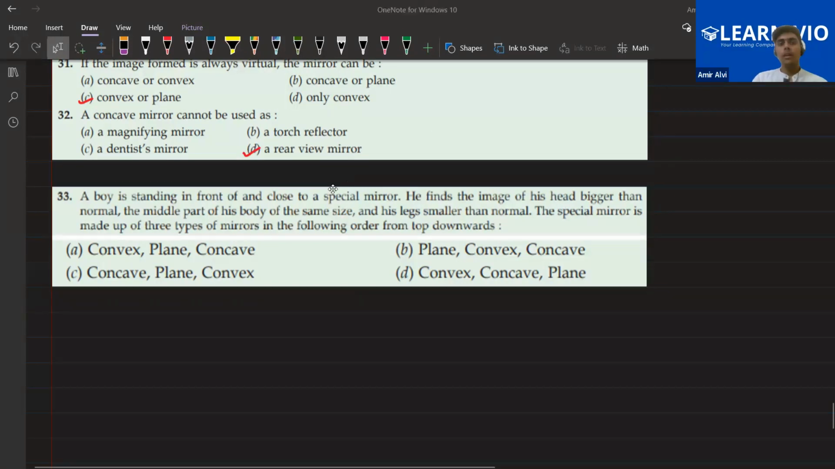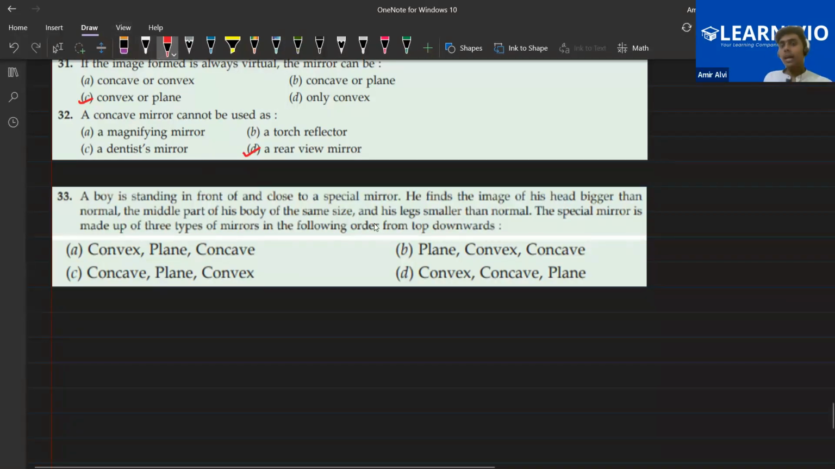ओके, अ बॉय इज स्टैंडिंग इन फ्रंट ऑफ अ प्लेन मिरर, इन फ्रंट ऑफ अ मिरर दैट इज वेरी क्लोज. ठीक है। तो ही फाइंड्स दैट द इमेज ऑफ हिज हेड इज बिगर देन द नॉर्मल एंड द मिडिल पार्ट ऑफ द बॉडी इज ऑफ सेम साइज एंड द लेग्स आर स्मॉलर देन द नॉर्मल. सो सबसे पहले तो हम लोगों को ये मालूम हो जाएगा दैट वी कैन इजिली आइडेंटिफाई दैट मिडिल पार्ट ऑफ द बॉडी इज ऑफ सेम साइज, राइट. सो इट मीन्स दैट इन बिटवीन प्लेन मिरर विल बी देयर.